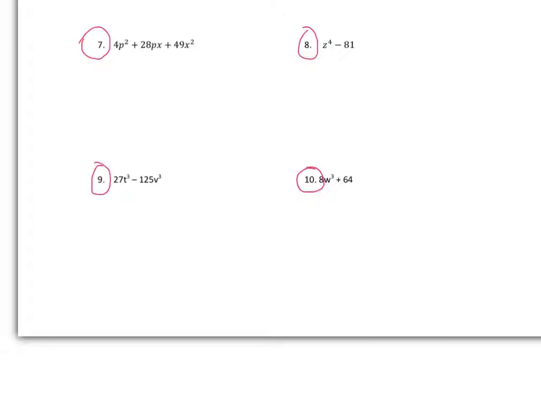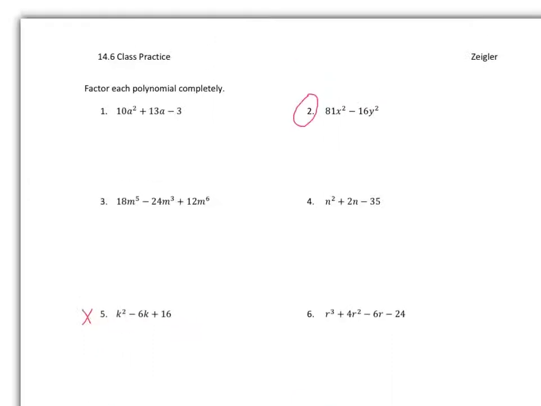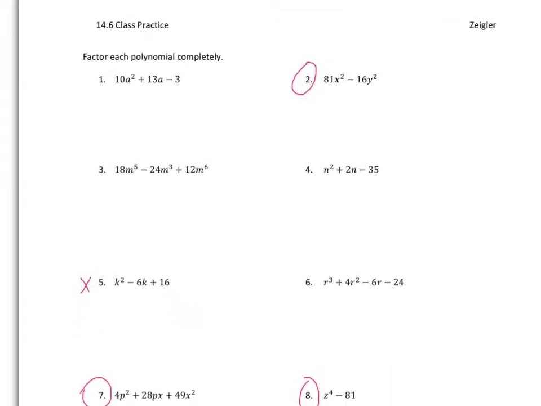Number 8 is a difference of squares. Number 9 is a difference of cubes. And number 10 is a difference of cubes. We worked 9 and 10, except the ones we worked were 9 was a sum of cubes and 10 was a difference of cubes. So you can work those if you like, but I'm not going to work them because we worked similar problems. But let's go ahead and work the rest of them together.